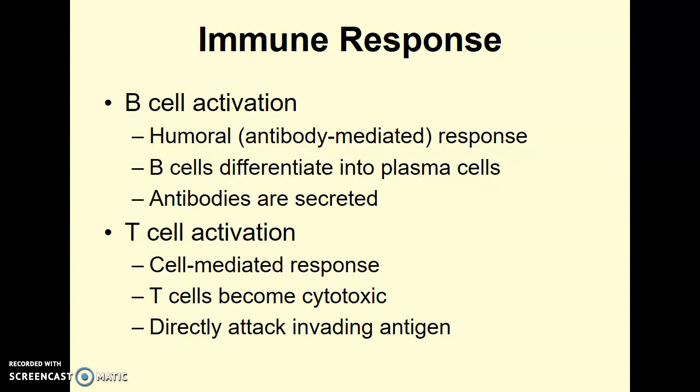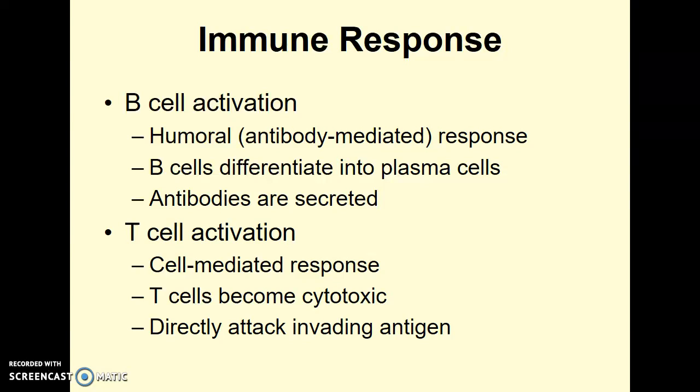So in B cell activation, let's look at the summary. There is a humoral or antibody-mediated response. This comes from the old idea that there were 4 humours in the body and the blood was one of them. So it was believed that this immune response went through the humours. Thank goodness for 21st century science. So the B cells differentiate into the plasma cells, antibodies are secreted. That's why it's sometimes better just to refer to it as the antibody-mediated response.